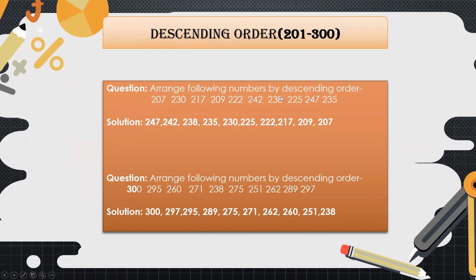Here the biggest number is 247. So the first number is 247 and the last number is 207, so I put 207 here. So what is descending order? Descending order means big to small. And what is ascending order? This is small to big. Okay, you have to remember it and practice more and more for better results in the exam.